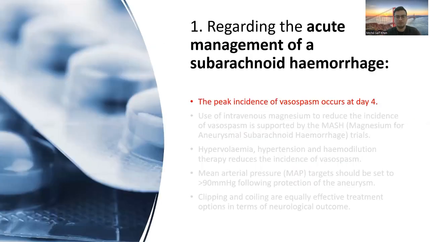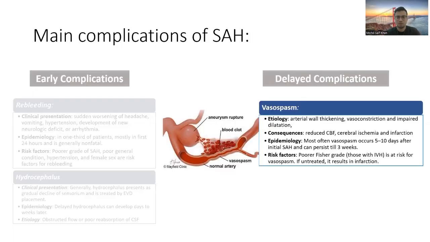So most often, what is the timeline? Most often the vasospasm occurs 5 to 10 days after initial SAH and can persist till 3 weeks. And it also depends on the Fisher grading. The higher the grade of the SAH on CT scan, for example, the patient who is having IVH is at the highest risk of developing vasospasm and higher severity of vasospasm.